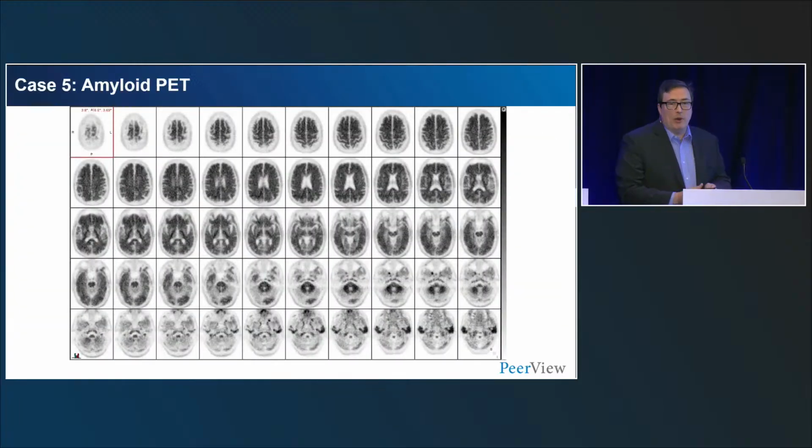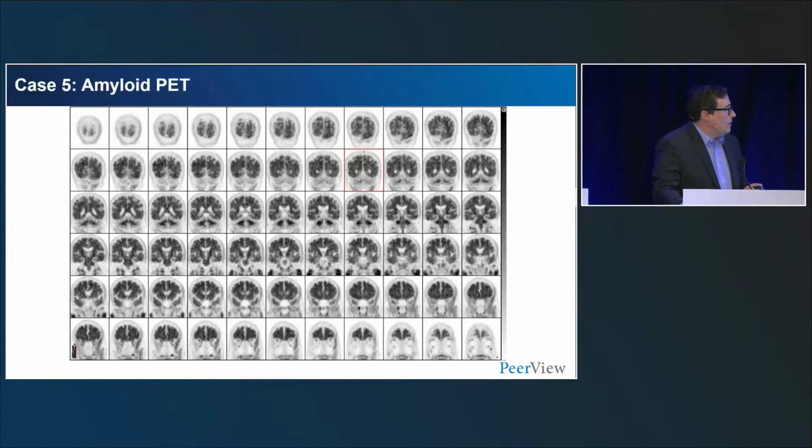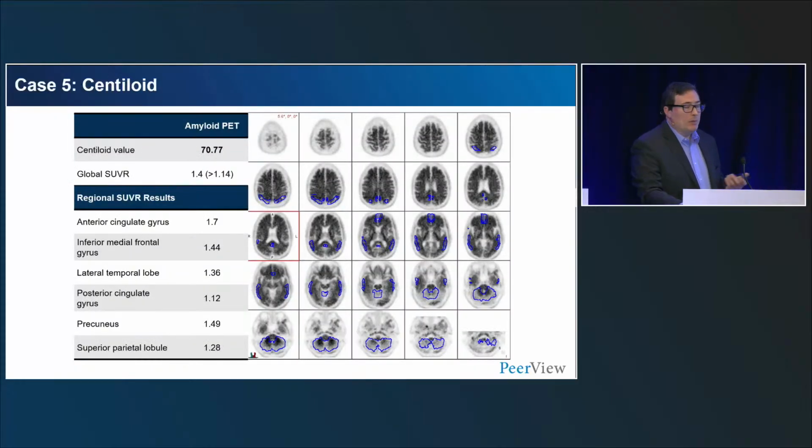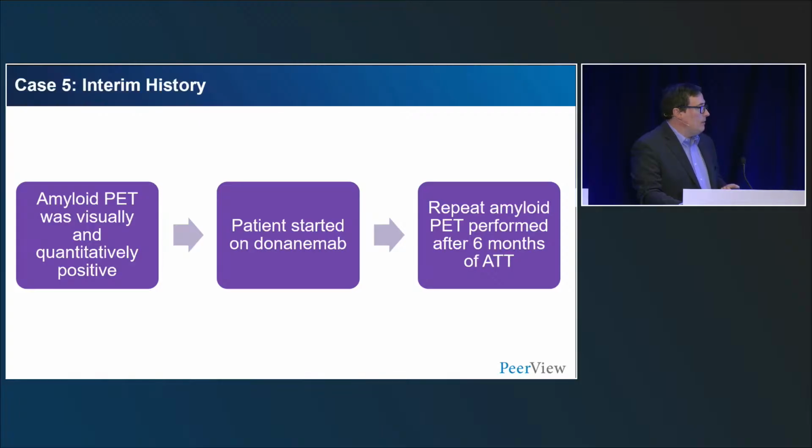So finally, catch a break. You're in the reading room. Hopefully this is an obviously positive case. So it's positive and has a commensurate Centiloid value. The ROIs look reasonable. So this patient went on to get amyloid therapy.